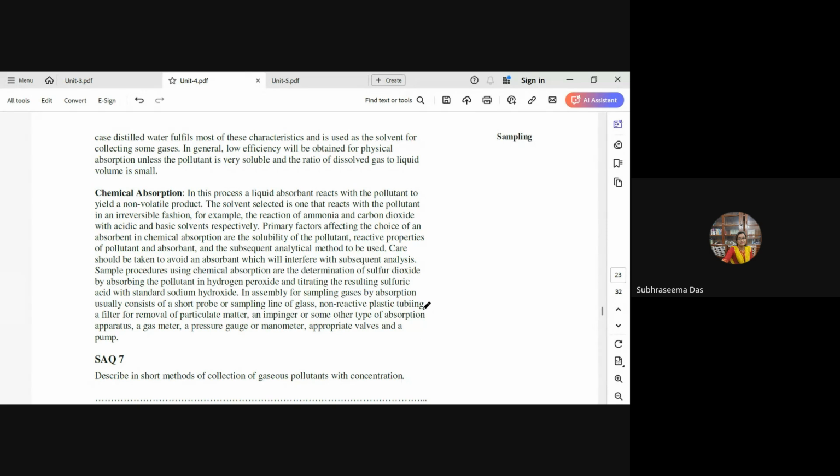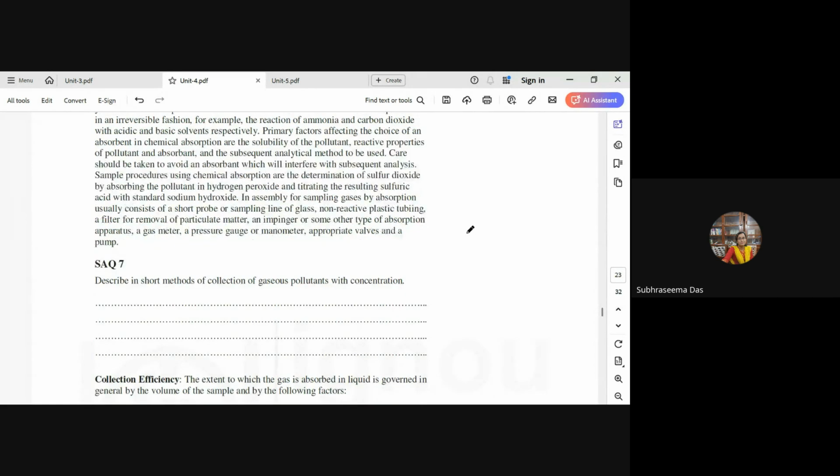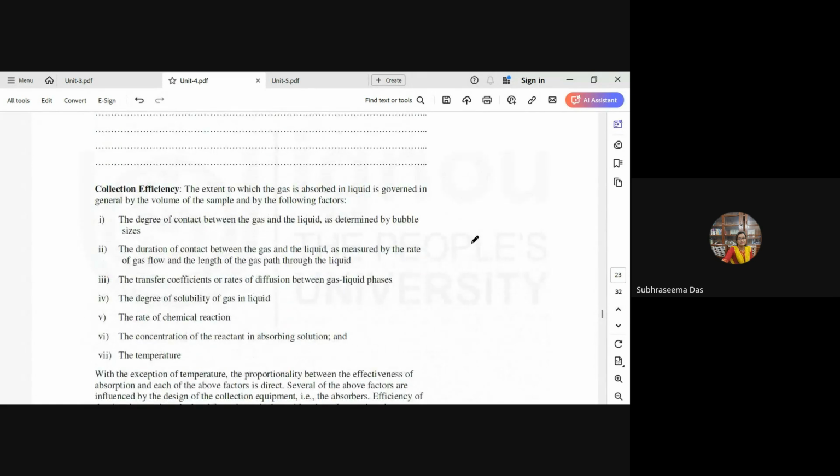The primary factors that affect the choice of an absorbent are the solubility of the pollutant. Care must be taken to avoid an absorbent which will interfere with the analysis. Once the non-volatile product has been formed, it absorbs the gases with it and the gas sample has been collected. Now, there is a term that we call the collection efficiency. This indicates the extent to which a gas is absorbed in liquid. It is governed in general by the volume of the sample, and that is decided by the following factors. So what are these factors?